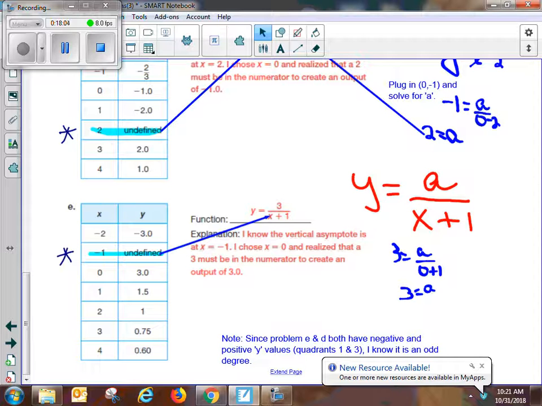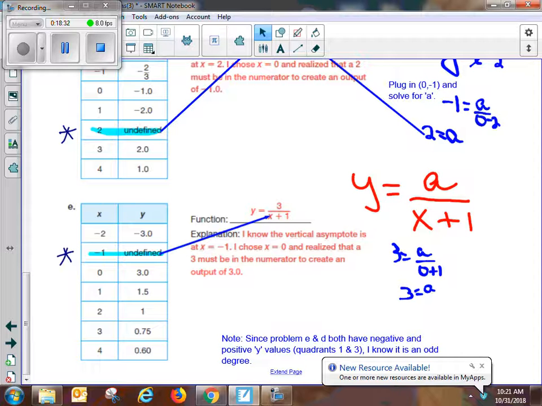On the bottom? Right here, see where it says negative 1 undefined? That means that's where the vertical asymptote is. So if the vertical asymptote is at x equals negative 1, then what's your equation on the denominator? x plus 1. So you had to do that first.